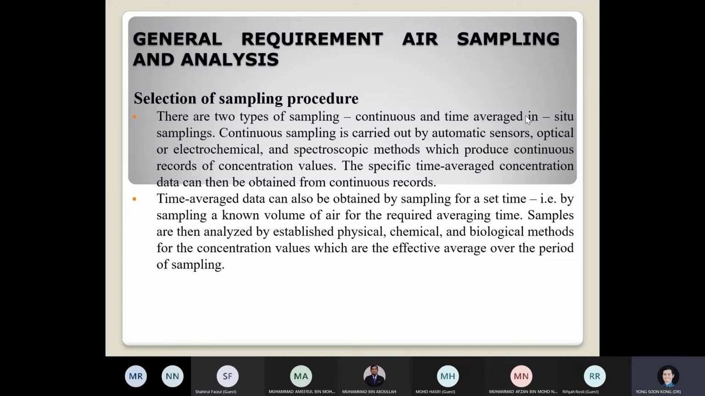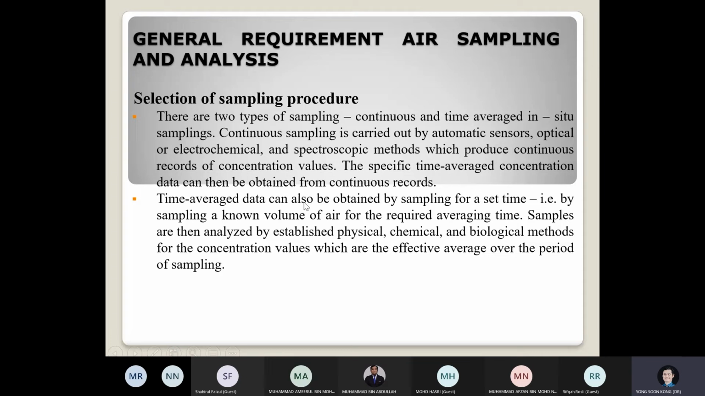Okay, so this continuous sampling is carried out by automatic sensors, optical or electrochemical, and spectroscopic methods, which produce a continuous record of concentration values. The specific time average concentration data can be obtained from continuous records. What this sentence means is that continuous sampling is measured directly using automatic sensors, and that is exactly what DOE, the Department of Environment, and also Jabatan Meteorologi, the meteorology department, are using. They all use sensors, so practically they don't do sampling. The only sampling that may apply is just outside of their automated sampler. So it doesn't involve humans at all in this sampling.